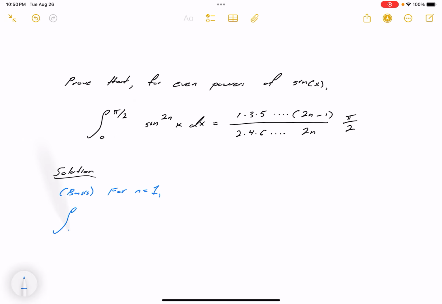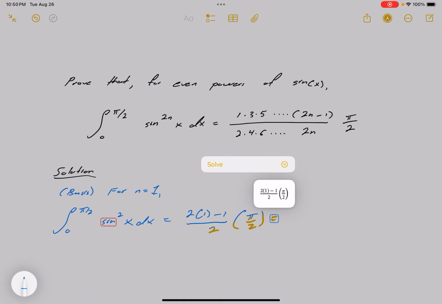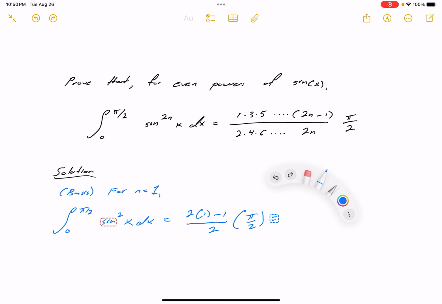So that will be the integral from 0 to pi over 2 of sine, when n equals 1, this is just the second power, x dx, is equal to... So when n equals 1, we're going to be using this. So we have 2n, n is 1, so 2 times 1 minus 1 over 2 times pi over 2. All right, so for n equals 1, that is going to give us pi over 4.